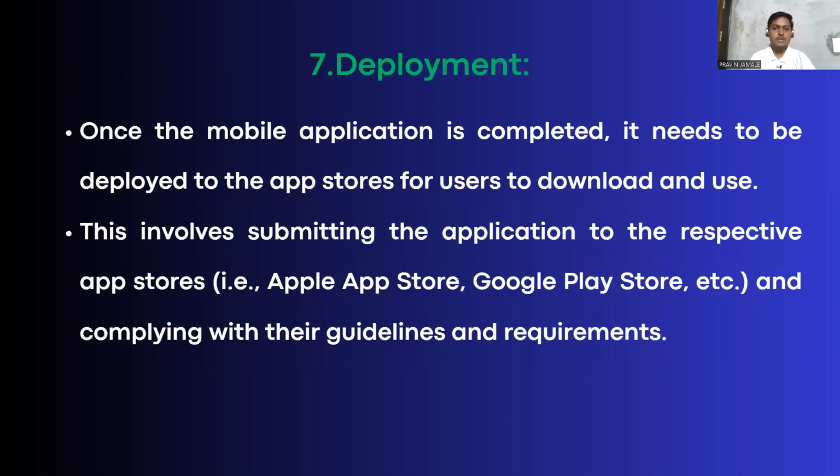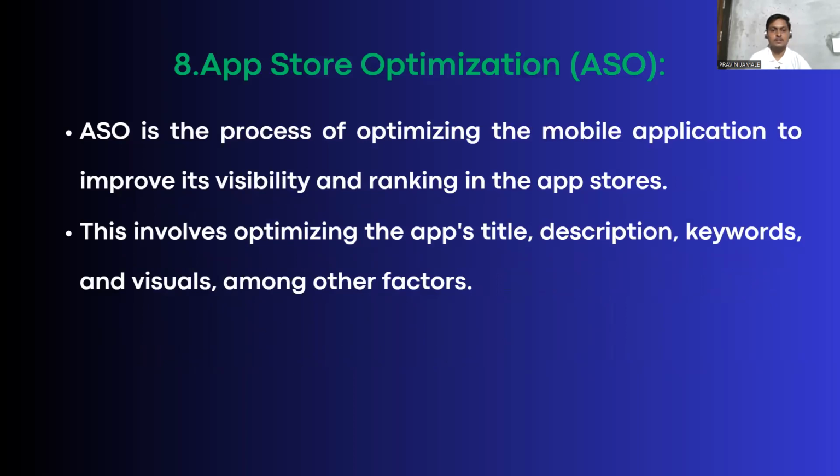Seventh technical requirement, which is deployment. Once the mobile application is completed, it needs to be deployed to the app stores for users to download and use. This involves submitting the application to the respective app stores and complying with their guidelines and requirements. Eighth technical requirement is app store optimization. App store optimization is the process of optimizing the mobile application to improve its visibility and ranking in the app stores by optimizing the app's title, description, keywords, and visuals, among other factors.